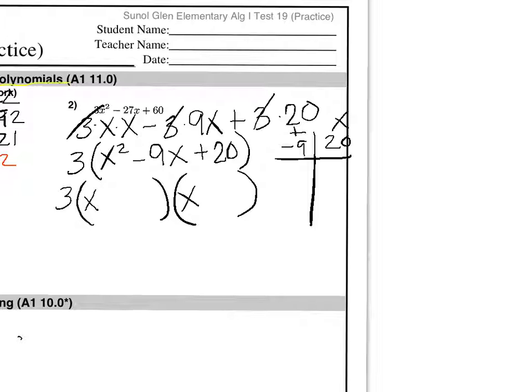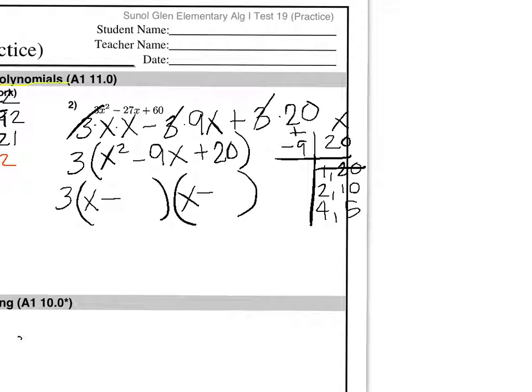Multiplies to make a positive, adds to make a negative. It must be a negative and a negative, because a negative times a negative will multiply to make a positive. Now for our numbers. The factors of 20 are 1 and 20, 2 and 10, and 4 and 5. Okay? Which guys will add to make negative 9?